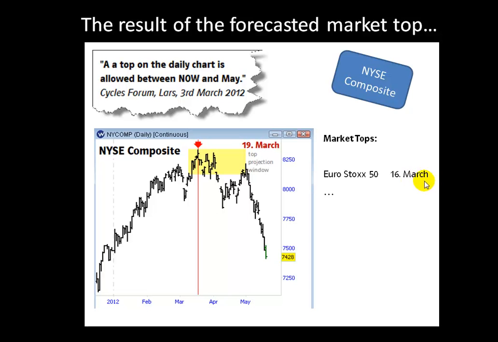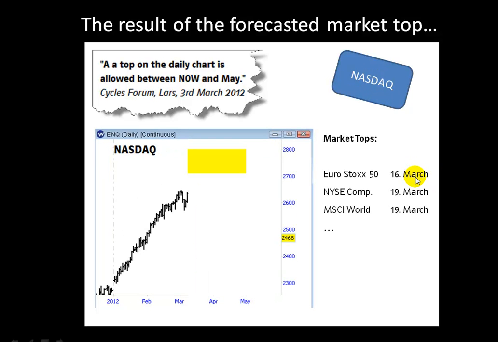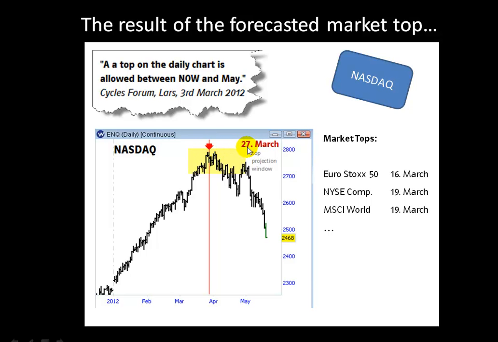The Euro Stoxx 50 index already topped on March 16th. Now let's review the next one. This is the Nasdaq index. Here the yellow window is the projected window between March and May for the expected top to come in. And here we see the Nasdaq topped exactly on March 27th, just a week later than the New York Stock Exchange. So we have the top on the Euro Stoxx 50 on 16th March, the New York Stock Exchange on 19th March, and also the MSCI World Index topped on 19th March, and now we have the Nasdaq as the next one on 27th March.